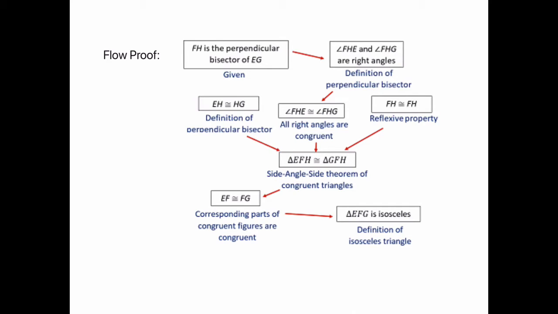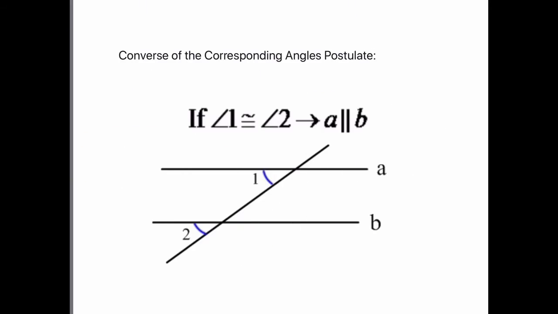So all right, remember in Lesson 3-1 we talked about all the different angles that happen when you have two lines that are parallel with a transversal. Today we're going to be going over the converses of all of those postulates and theorems. So we're going to begin with the converse of the corresponding angles postulate.